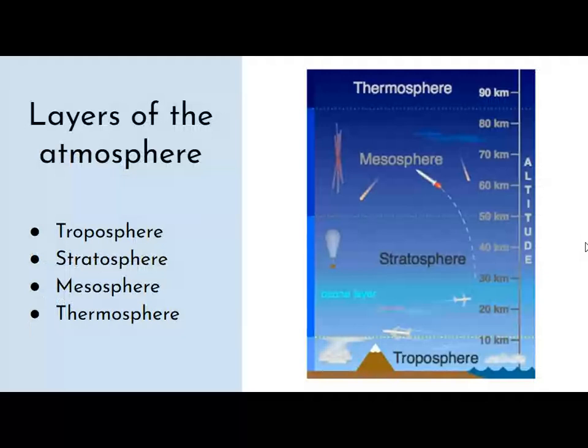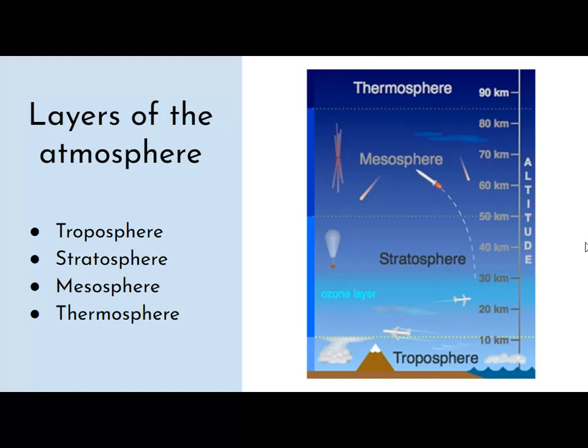So there are four main layers of the atmosphere: the troposphere, the stratosphere, the mesosphere, and the thermosphere. The troposphere is everything from sea level up to about 10 kilometers. And then the stratosphere goes from that 10 kilometer mark to about 50 kilometers. We've got the mesosphere from 50 kilometers up to about 85, and the thermosphere up here at about 90 kilometers.